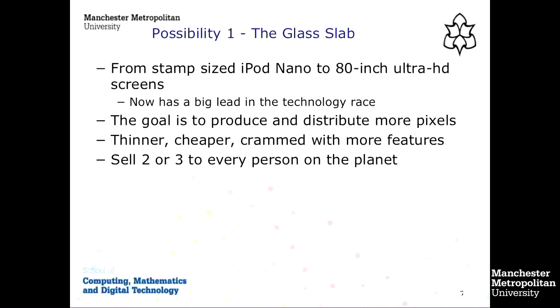So out of these possibilities, there's this glass slab idea, from a tiny iPod Nano stamp size interface up to big 80-inch screens that you can work with. And it's the glass slab that has a big lead in the technology base. There's an ever increasing goal to have more pixels on screen all the time, to make these 60, 80-inch screens, Ultra HD, 4K, 16K HD, make them thinner and cheaper, cram more features on them, and then sell 2 or 3 of them to every person on the planet. So, how many slabs, if you like, do you have?